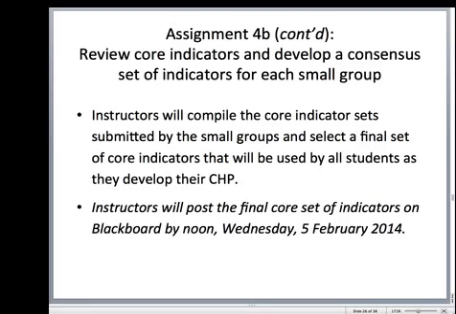That will then be used by all students as they develop their community health profile in weeks 5, 6 and 7 of the course. The instructors will post the final core set of indicators on Blackboard by noon Wednesday, February 5th, so that they will be available for the students for Module 5 in the course.